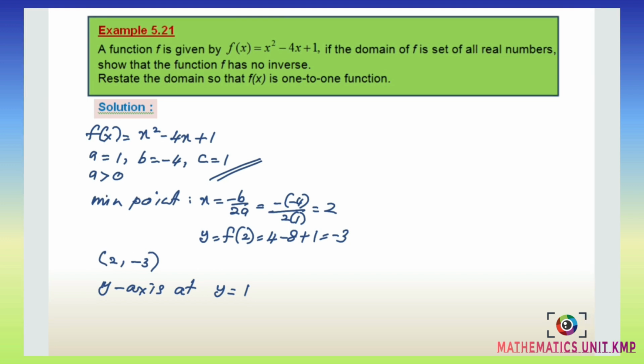We sketch the quadratic graph: y-axis, x-axis, and the minimum point at (2, negative 3), and the intercept on the y-axis at 1.